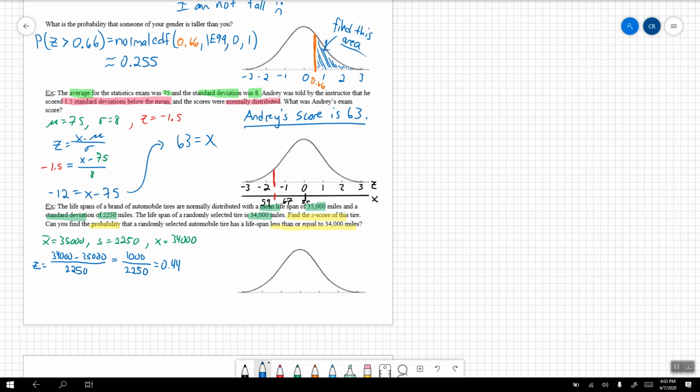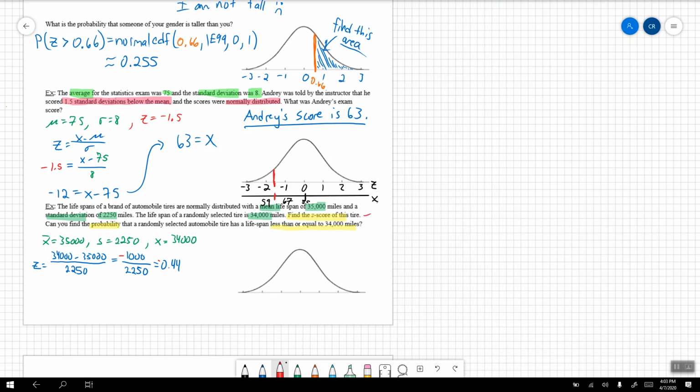0.44. There we have it. All right, not too bad. Any questions so far? That's what I would typically ask. And yes, you'd absolutely be correct. Person in the back. This is a negative. All right, why is it a negative? Because it's 34,000 minus 35,000, which means we're naturally going to get a negative value. Perfect. Okay, so find the z-score of the tire.